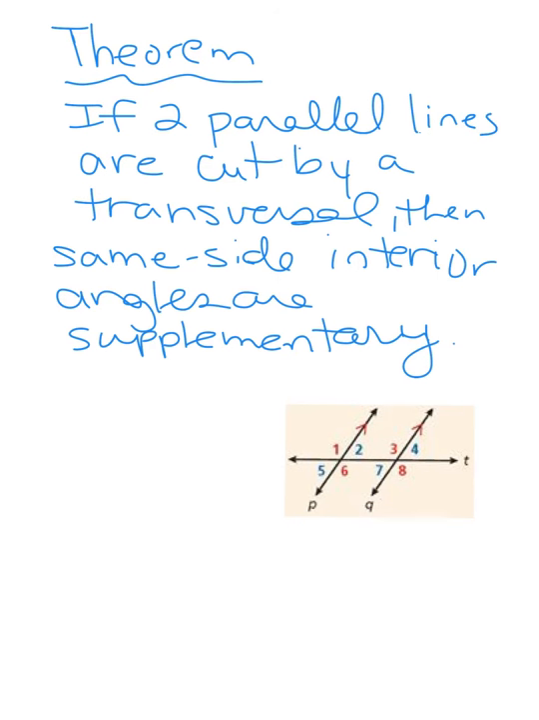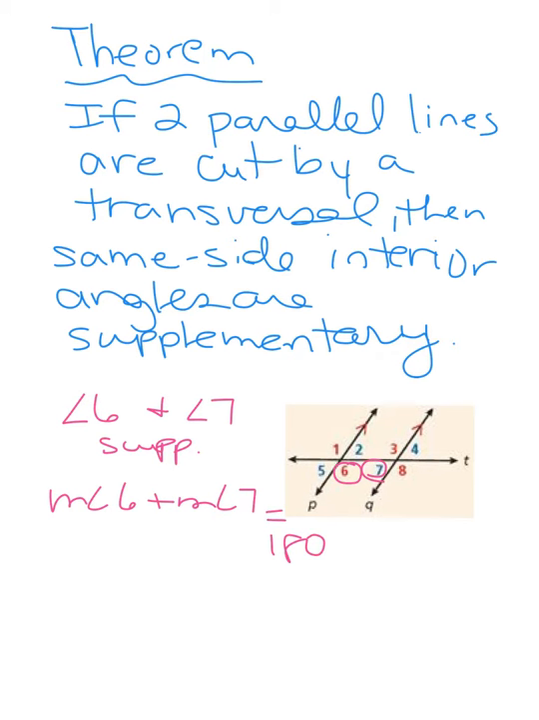And looking at our next theorem, we have if two parallel lines are cut by a transversal, then the same side interior angles are supplementary. So same side, interior, meaning inside, and they're on the same side of the transversal. So angle 6 and angle 7, they are supplementary. So that means the measure of angle 6 plus the measure of angle 7 equals 180. We can also say that 2 and 3, they're also same side interior angles. So angle 2 and angle 3 are also supplementary because they are same side interior angles.